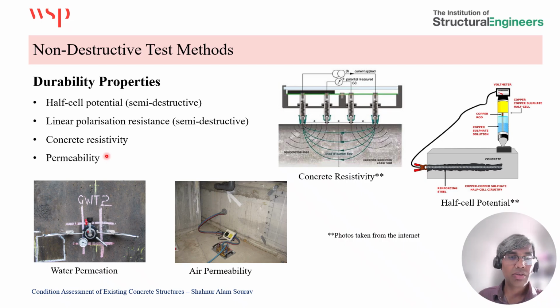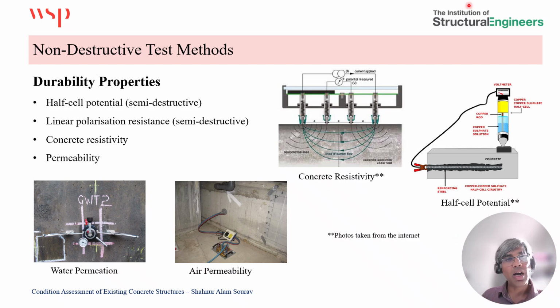When it comes to measuring durability properties, we employ some of these testing methods. We employ half cell potential. We employ linear polarization resistance. We try to do concrete resistivity. We try to do permeability. I should briefly talk about one or two of these.